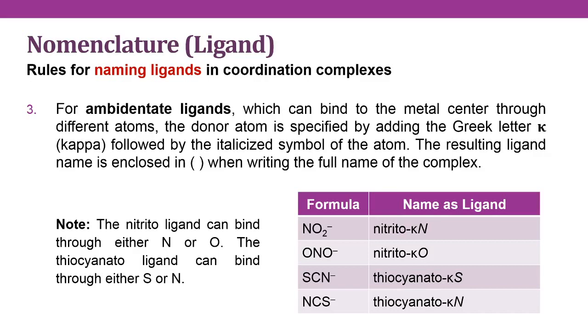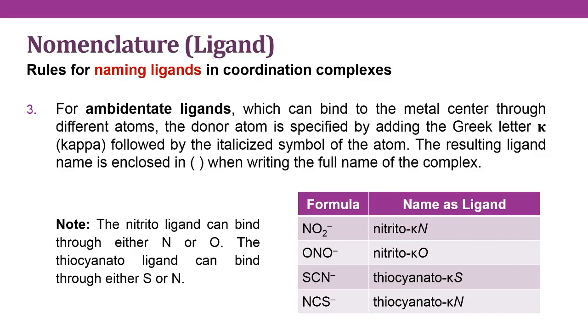Ambidentate ligands are special ligands which can coordinate through several different atoms. From our examples here, we have the ligand NO2, which can coordinate either through the N or through the O. Since it is an anionic ligand, we will follow the convention for anionic ligands and call it nitrito. But since it is ambidentate, we will also have to specify the atom which is directly connected to the metal. We do this by adding a dash, followed by a kappa, followed by the symbol of the coordinated element after the name of the ligand.